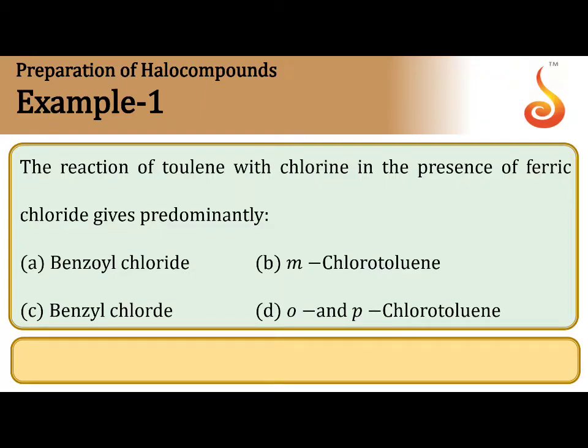The reaction of toluene with chlorine in the presence of ferric chloride gives predominantly which of these products? So, let us write this reaction here. Reaction of toluene, benzene attached to CH3 is called as toluene. So, we have toluene, and in this case it is reacting with chlorine in presence of FeCl3.